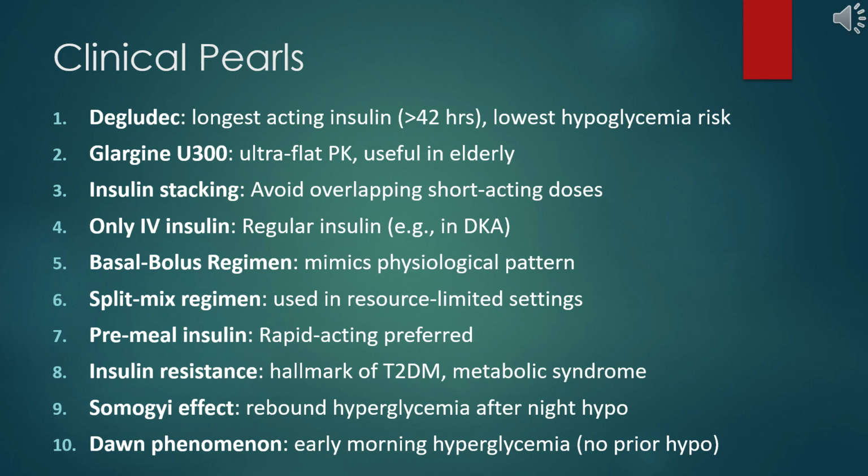Insulin resistance is common in type 2 diabetes and metabolic syndrome. The Somogyi effect is a rebound high after nighttime lows, while the dawn phenomenon is early morning hyperglycemia without prior low sugar.